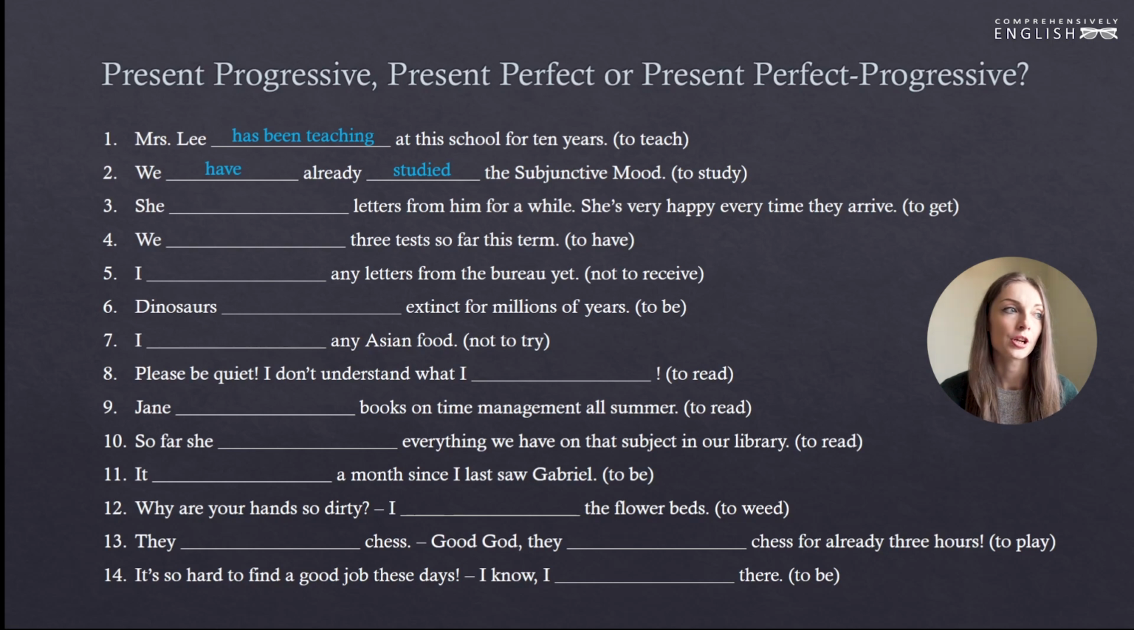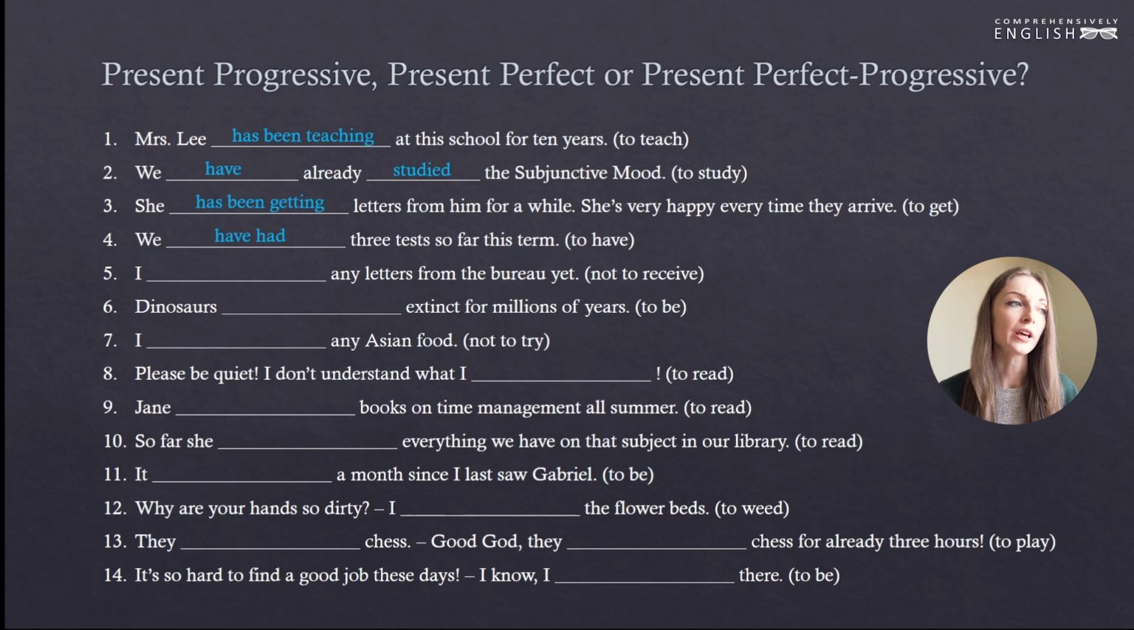Number 3, she has been getting letters from him for a while. She's very happy every time they arrive. She is happy now, she is still getting them, and she has been getting them for a while. This is a thing that has been going on for a while before now, and is now continuing.